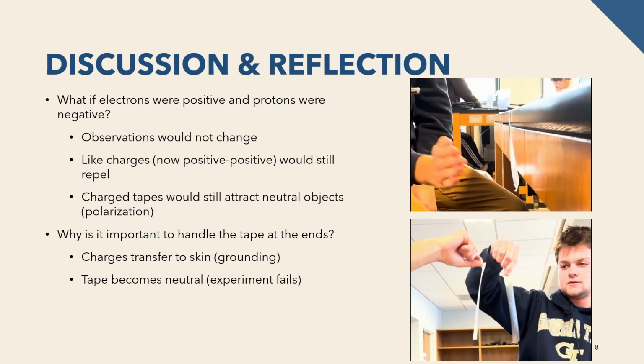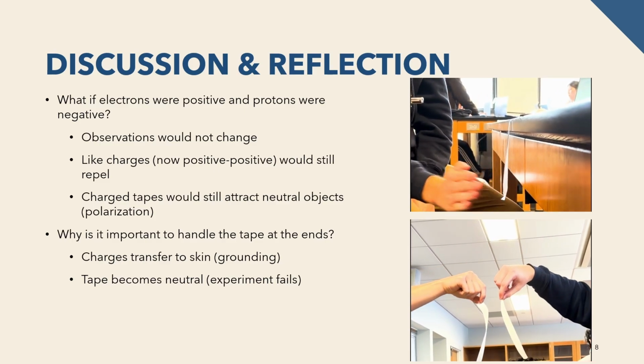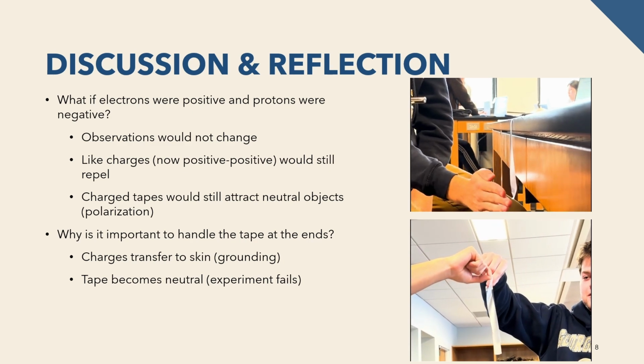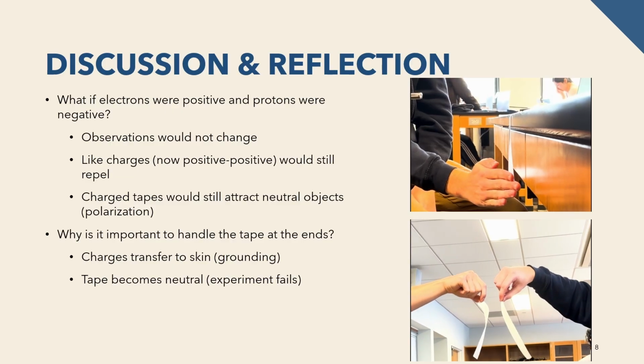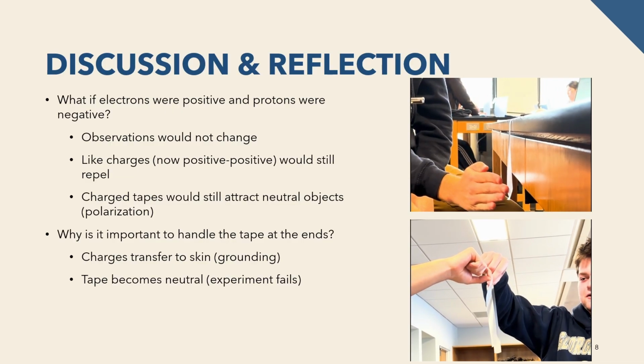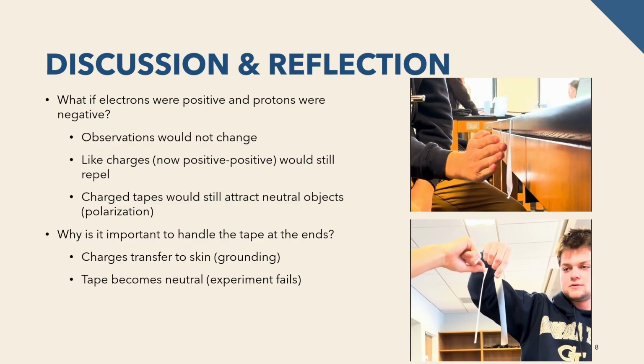Finally, let's address some conceptual questions. What if electrons had a positive charge and protons had a negative charge? My observations would not change. The tapes would still have like charges even if the sign flipped, and they would still repel each other. They would also still attract neutral objects because polarization works regardless of the sign of the charged object.